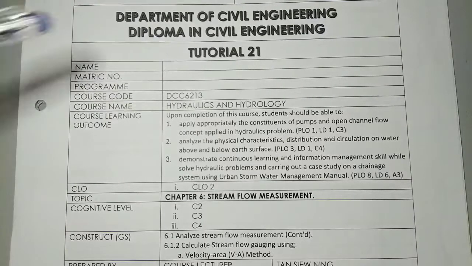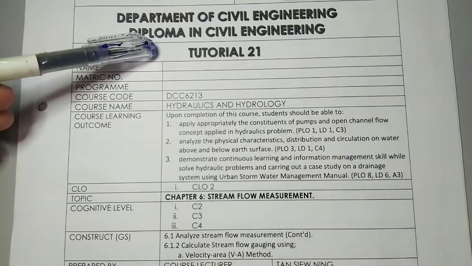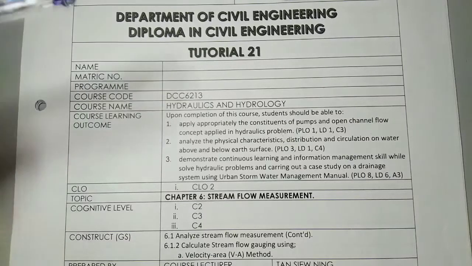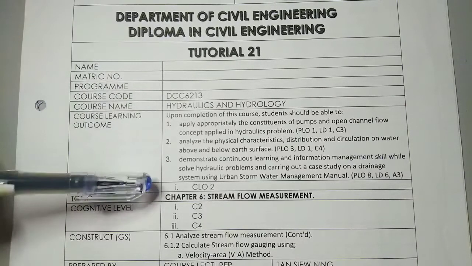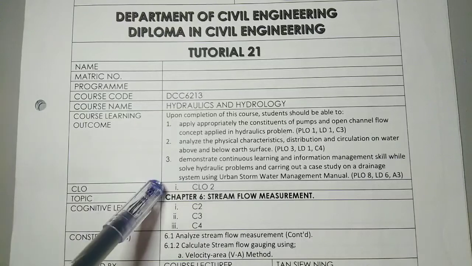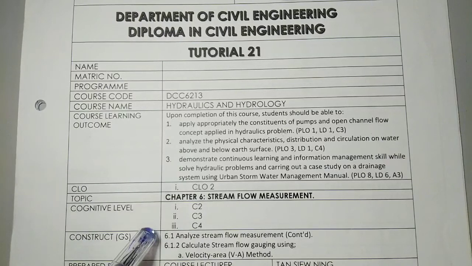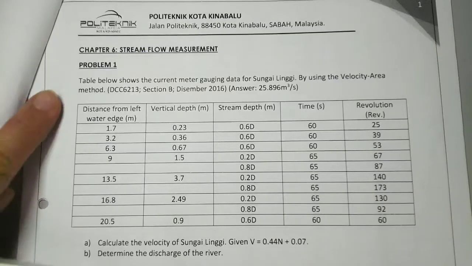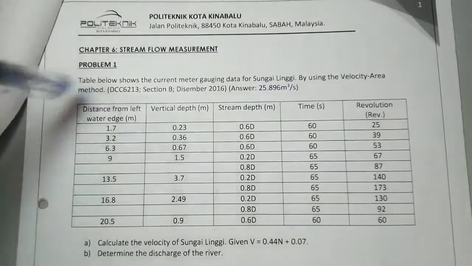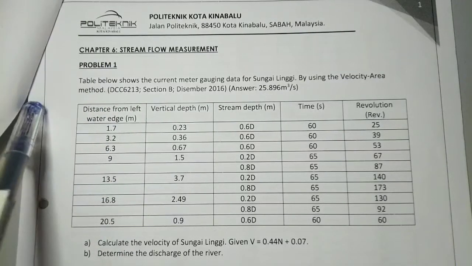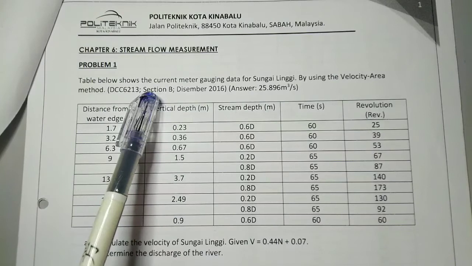Hello, we will discuss tutorial 21, which is about chapter 6, streamflow measurements: how to calculate the streamflow Q using the velocity-area method, which has the mean section and mid-section methods. This is from the final exam questions, December 2016.